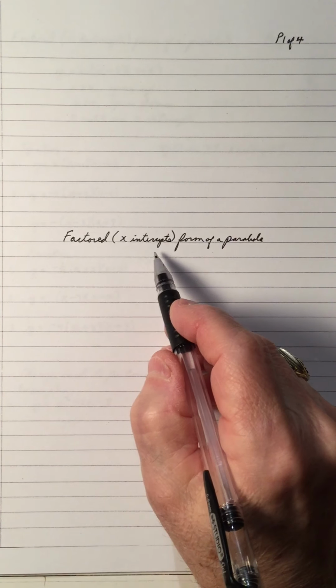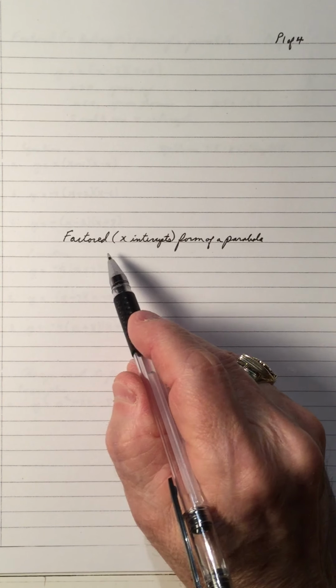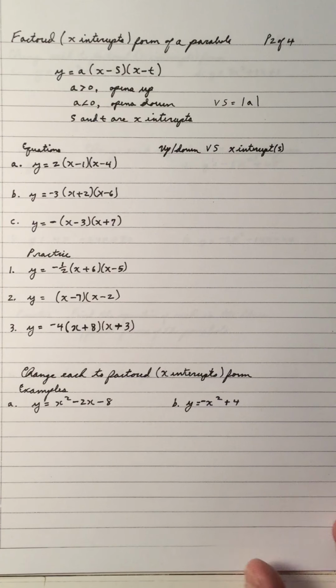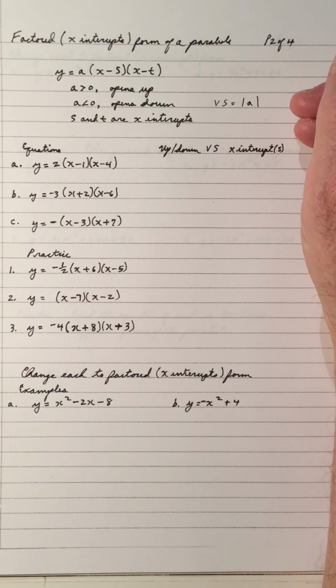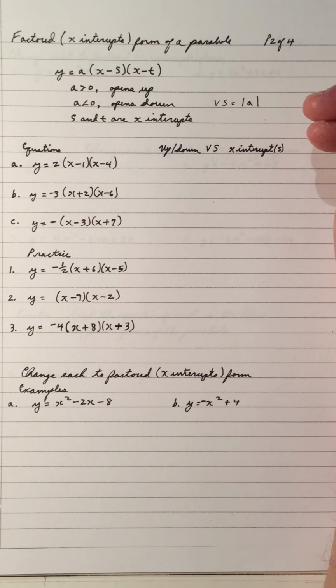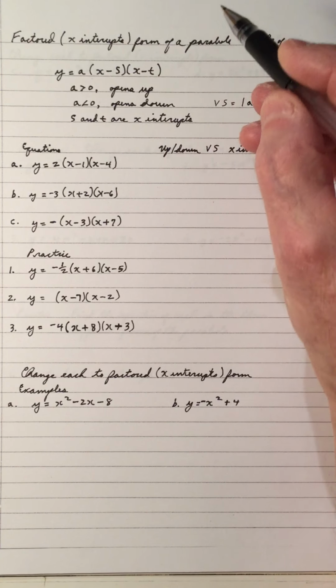Hi, welcome to my video on factored or x-intercepts form of a parabola. It's called factored, or we can call it the x-intercept form of a parabola. This is the third form we're looking at. The previous forms were vertex form and the other is standard. So let's look at the factored or x-intercept form of a parabola.